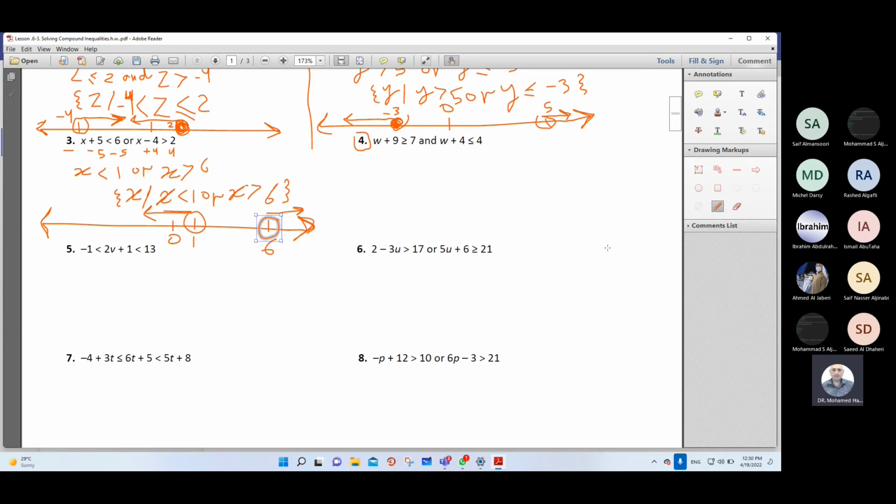I will solve number 4, then we will continue together. As you see here, we want to remove 9. So negative 9 here, negative 9 here. So 9 and minus 9 will be 0. So W greater than or equal 7 minus 9 will be minus 2.